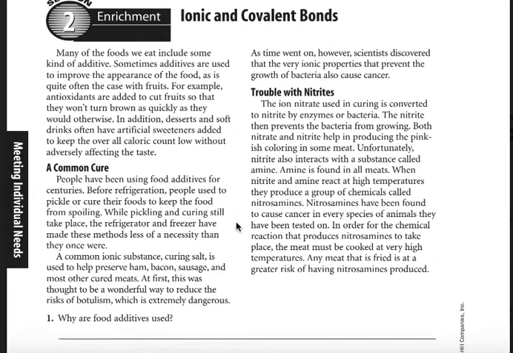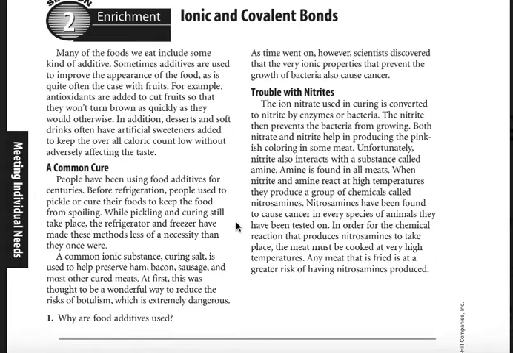Trouble with nitrates. The ion nitrate used in curing is converted to nitrite by enzymes or bacteria. The nitrite then prevents the bacteria from growing. Both nitrite and nitrate help in producing the pinkish color in some meat. Unfortunately, nitrite also interacts with a substance called amine. Amine is found in all meats. When nitrite and amine react at high temperatures, they produce a group of chemicals called nitrosamines. Nitrosamines have been found to cause cancer in every species of animals they have been tested on. In order for the chemical reaction that produces nitrosamines to take place, the meat must be cooked at a very high temperature. Any meat that is fried is at a greater risk of having nitrosamines produced.